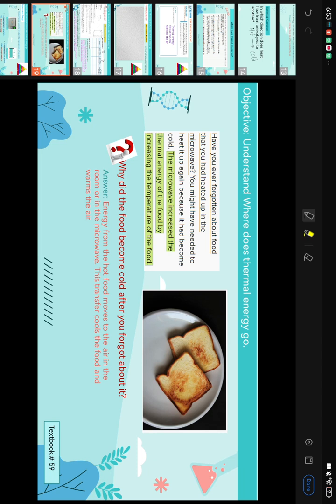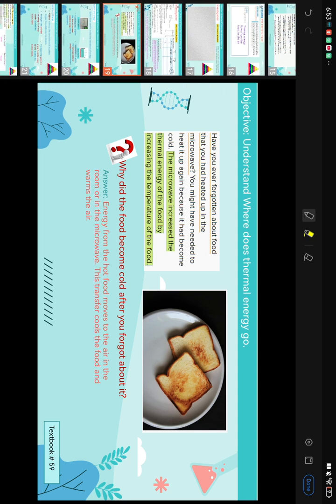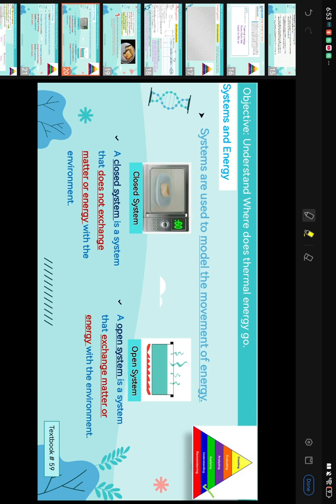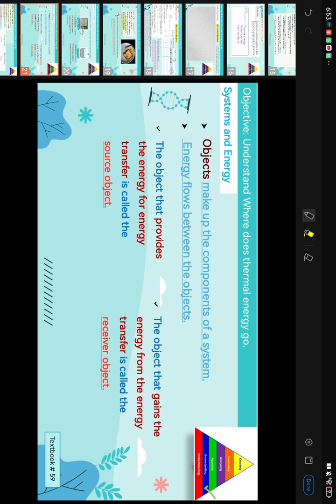So here, have you ever forgotten about food that was heated up in the microwave? You might need to heat it again because it loses energy. So if we want to talk about a system, as we mentioned in the vocabulary, we have a closed system, it's like a microwave, and we have an open system, which can exchange heat with air. You know the direction or the flow of thermal energy. Objects make up the components of a system.